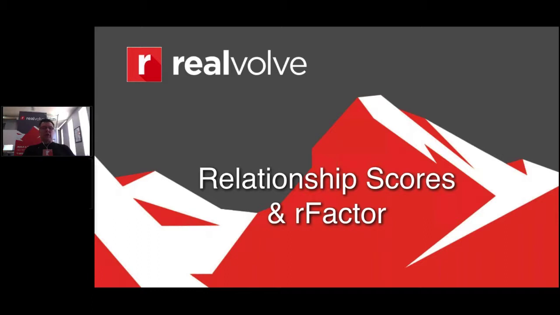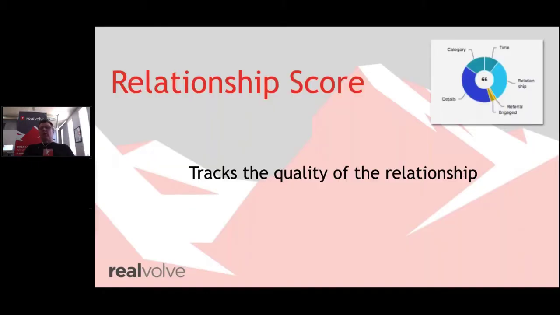So relationships and rFactors. What we've done within Realvolve is, if you look at the upper right-hand corner of any contact that's in your database, you're going to see this donut hole of sorts in the upper right-hand corner that has a number in the center and a bunch of pie pieces that outline some of the information about category and time and relationships. And there's several different aspects of that particular scoring mechanism that we put together. And really what it does is it tracks the quality of the relationship with that contact. What is the overall score of that contact?